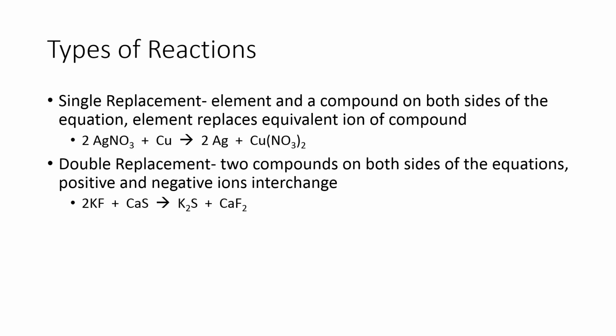So looking at this one, we have potassium fluoride and calcium sulfide. Our two positive ions are the potassium and calcium. If they switch places, the potassium now pairs up with the sulfide to make potassium sulfide, and the calcium now pairs up with the fluorine to make calcium fluoride.